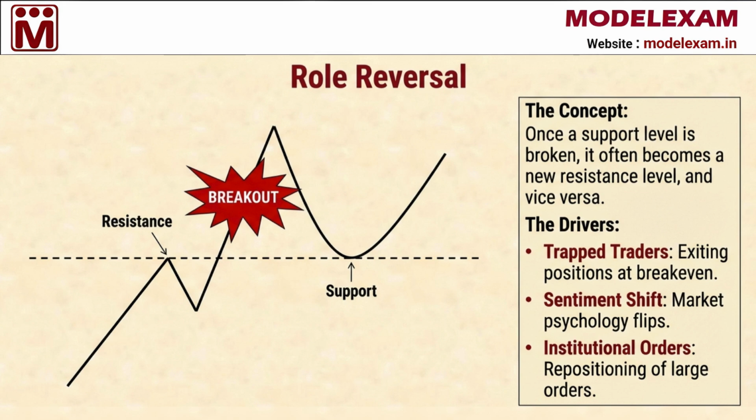Why does this happen? It is driven by 3 factors. First are trap traders who are trying to exit at a break-even point. Second is a shift in market sentiment where psychology flips. And third involves institutional orders where big players reposition their large trades.